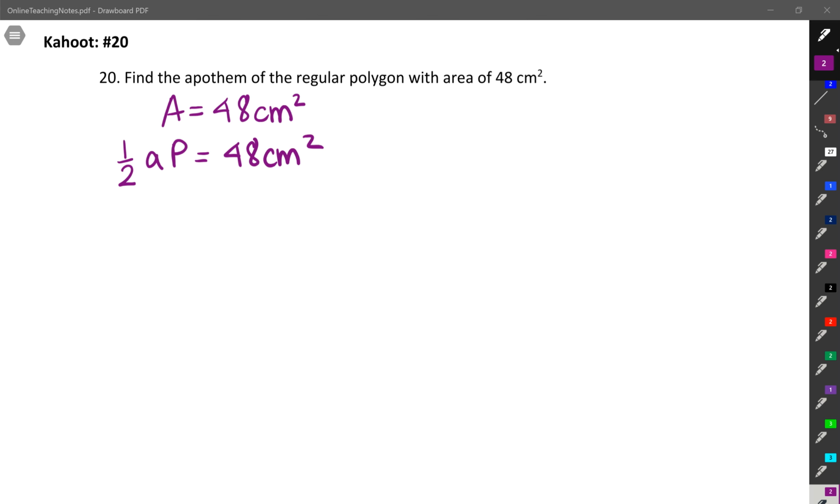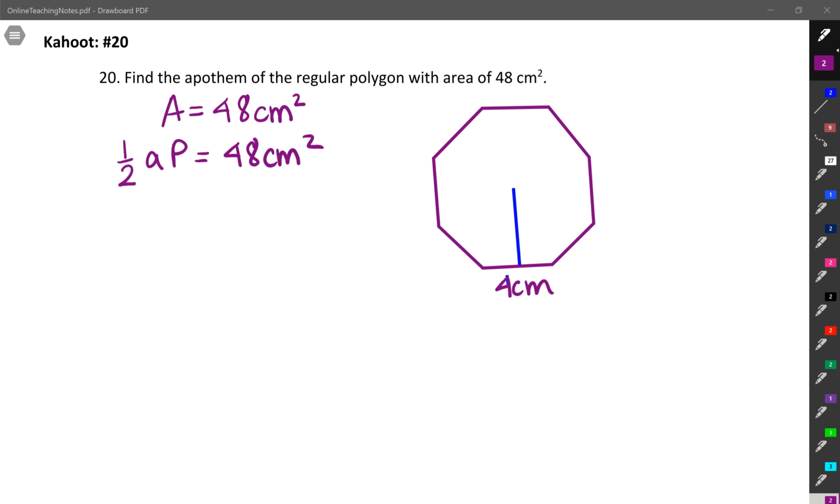And I see I forgot to put the diagram on here, so let me get the diagram drawn really quickly. Okay, so this was the diagram that you guys had on your Kahoot. So here we have 1/2 times the apothem, and then the perimeter is the number of sides times the side length. So the side length is 4, and we have here an octagon, so we have 8 sides, so the perimeter is going to be 8 times 4.